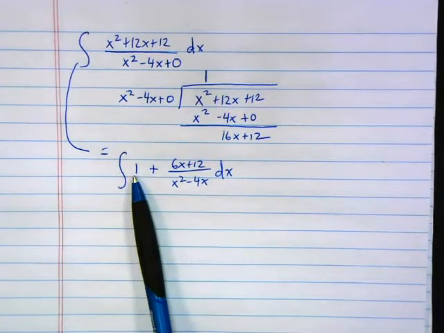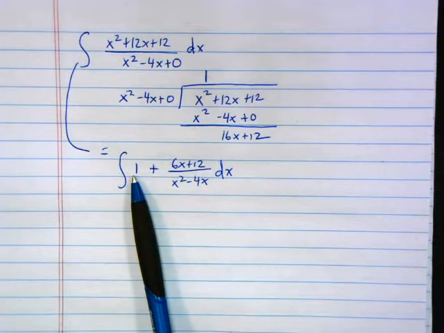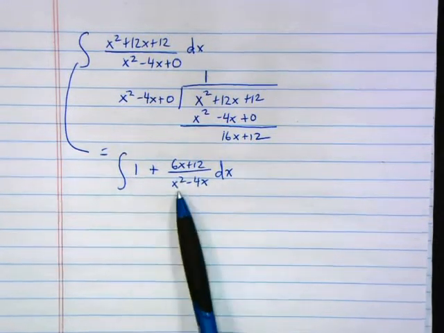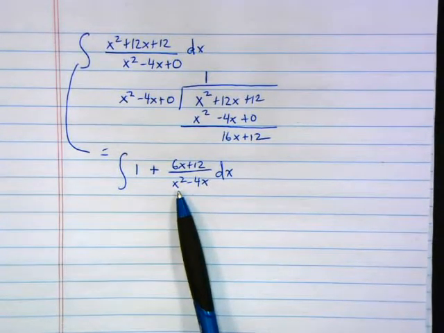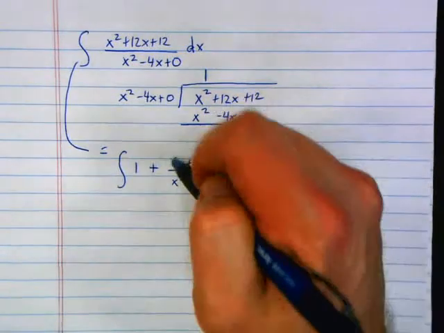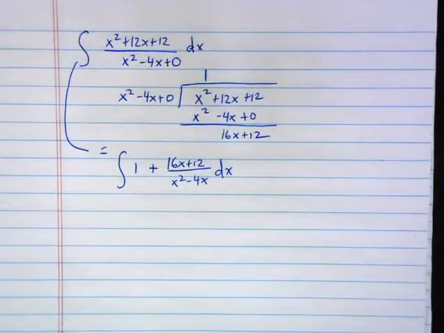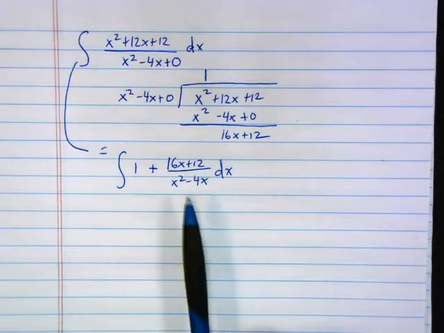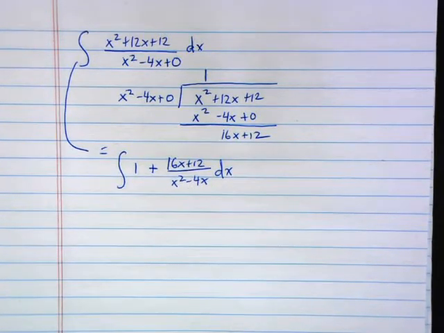I can integrate 1. What do I get when I integrate 1? X. That part's easy. What about that? Is that 16 or 6? It should have been 16. It was 6, but it should have been 16. How do you integrate that one? I could complete the square, but that would be harder.